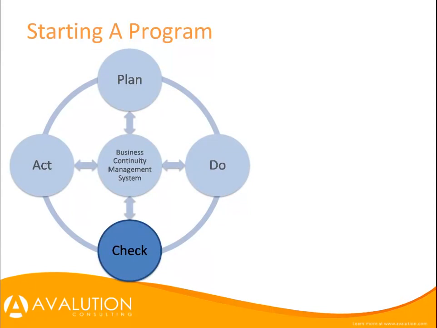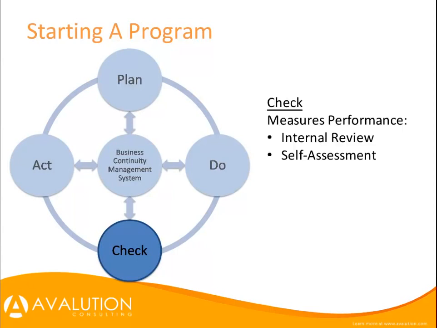The check process monitors and reviews performance against established management system objectives and policies and reports the results to management for review. In accordance with most management system standards, the Business Continuity Management System should be subject to internal review to measure program performance against predefined policies and objectives. The results of said assessments should be presented to management via the established Business Continuity Steering Committee.